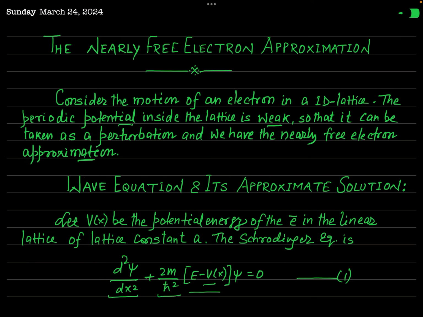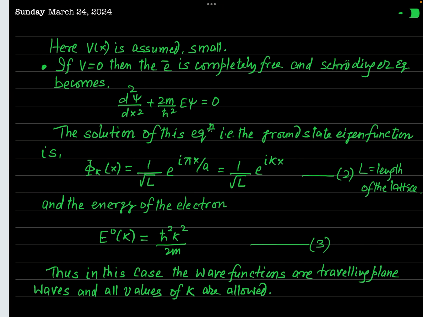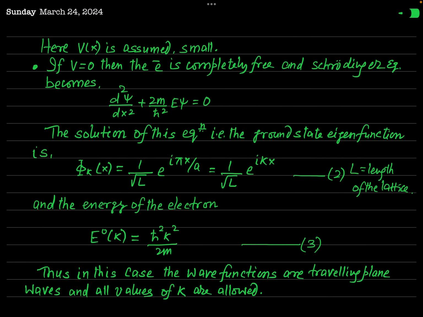And the energy of the electron will be simply its kinetic energy, because the electron is free, which means its potential energy is zero. So in case you consider that V is equal to zero, then your Schrodinger equation becomes like this: d2 psi by dx square plus 2m over h bar square E psi equal to 0. And this is the wave equation for a free electron. Okay. And this equation has a well-known solution of a plane wave, and that can be given like this.